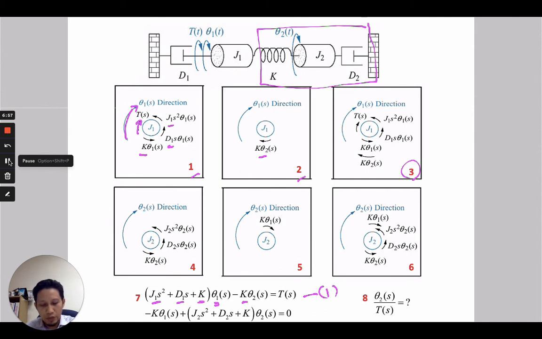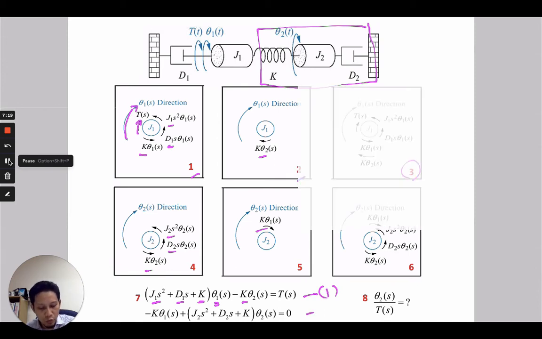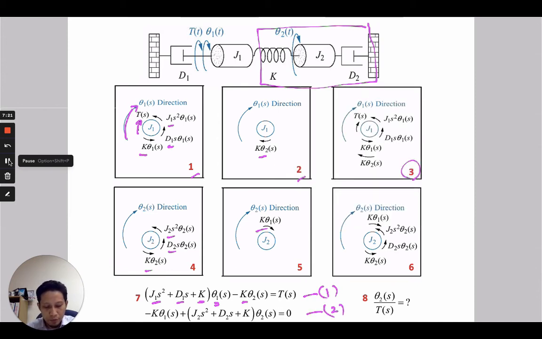So we only have J2, we have the viscous damper D2, and finally we have the spring in theta 2 direction K. And then we need to consider as well the motion due to J1. So J1 is connected to the spring K, so we have K in theta 1 direction. So we can come up with the second equation where there is no torque, so that's why we have equals to 0 over here.